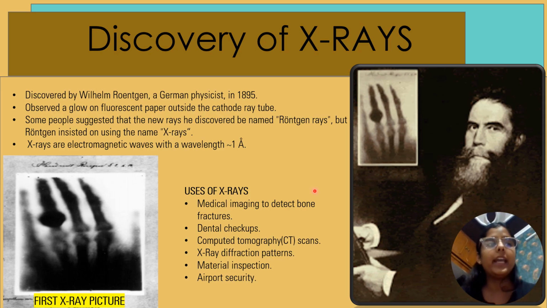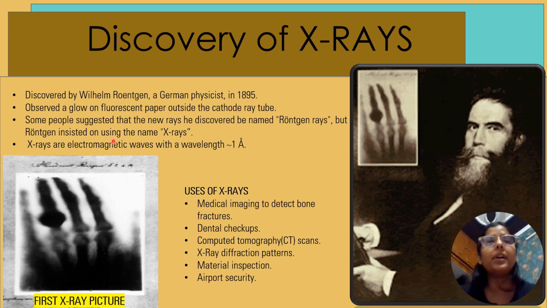Now, one day he noticed that a piece of fluorescent paper glowed whenever the tube was on, despite being outside the cathode ray tube and quite far away. As cathode rays are known not to travel more than a few millimeters in air, the glowing of that paper must have been caused by a new type of ray, which he called X-ray.